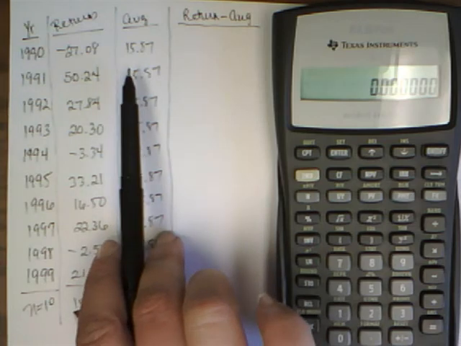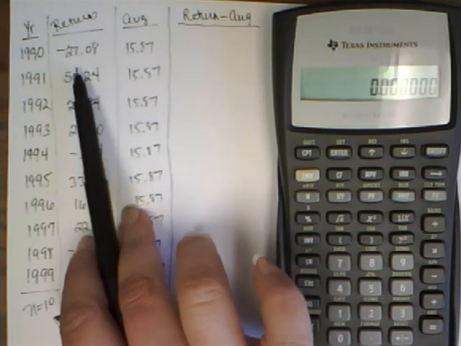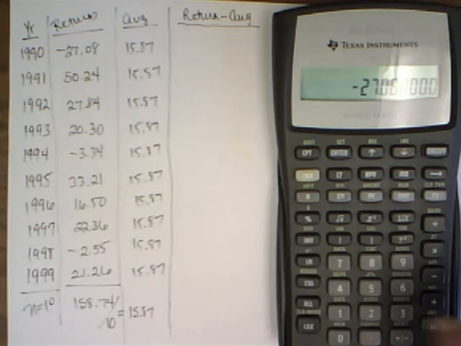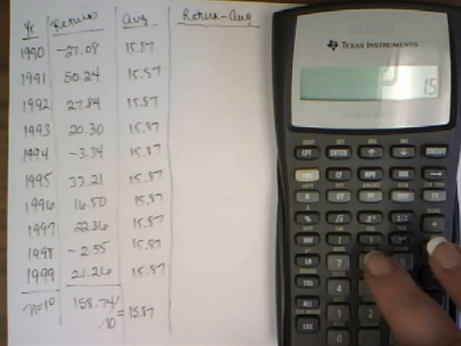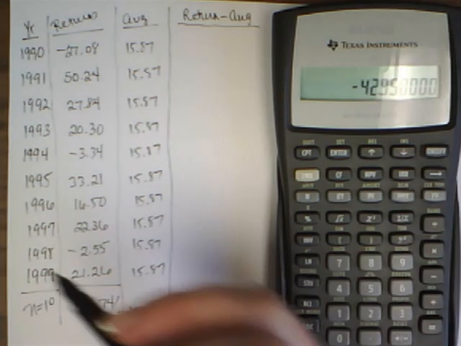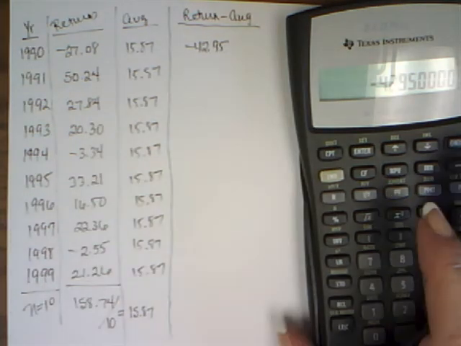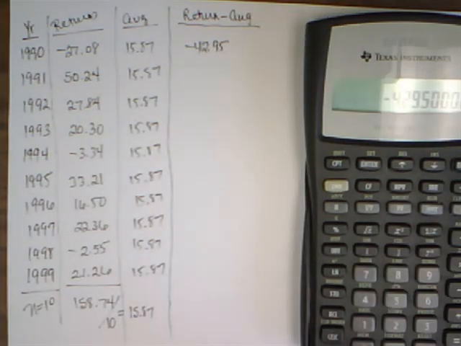Okay, so we're going to take the 15.87 and we're going to subtract it from negative 27.08. So we take negative 27.08 and we subtract 15.87, and that is negative 42.95. Now, I need to caution you on this. For those of you who are good in math, this might not give you a problem, but for those of you who struggle, then we need to talk about this just briefly.